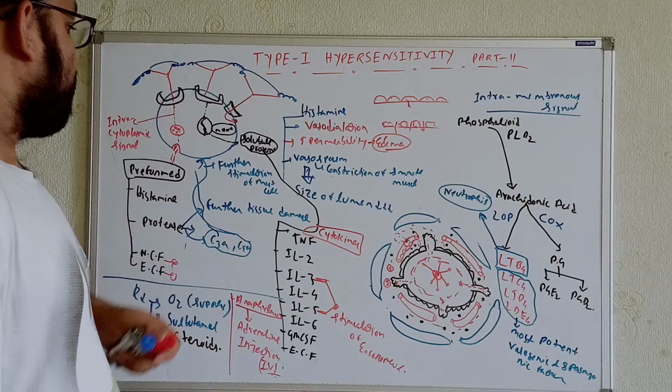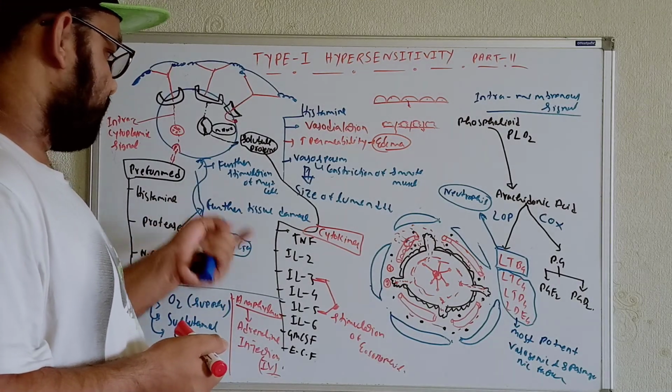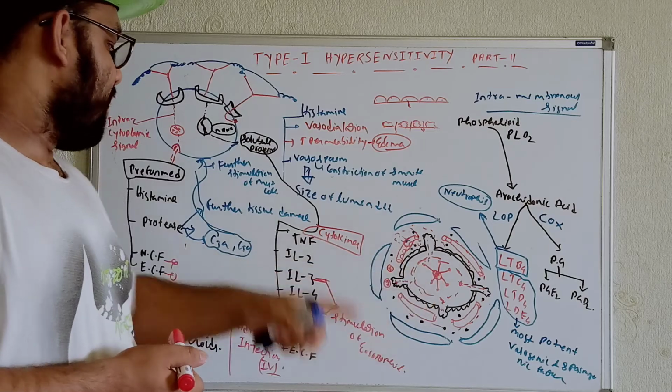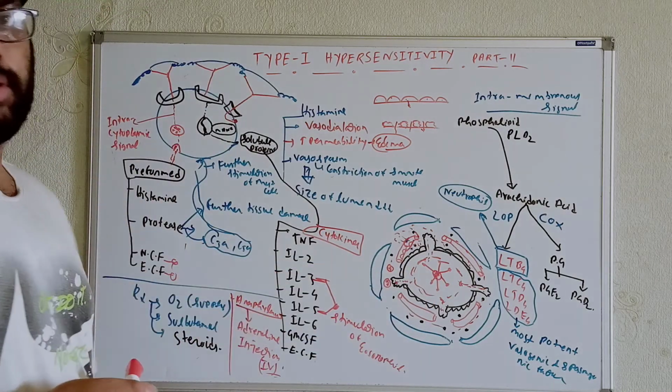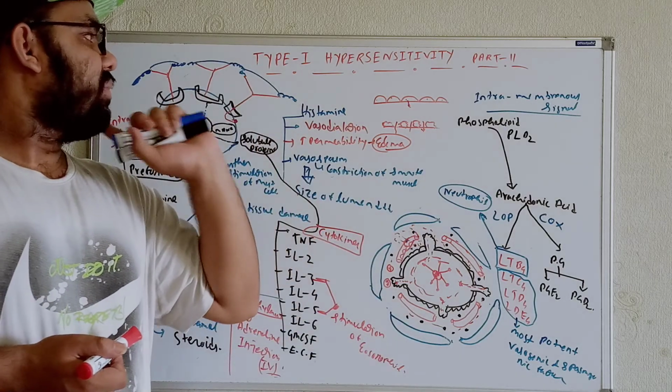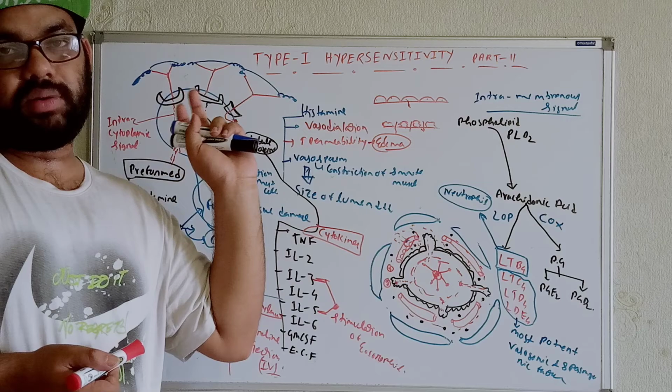So this was all about the different kinds of complications and problems, the chemical mediators you get in this case, and the treatments. So this is all about type 1. This is the part 2 video. I have already described the part 1 video about the normal figures.